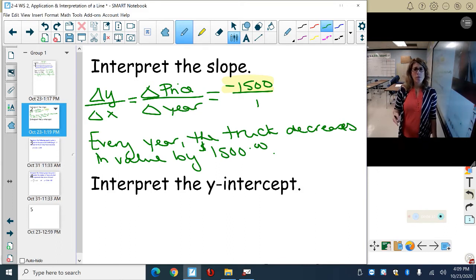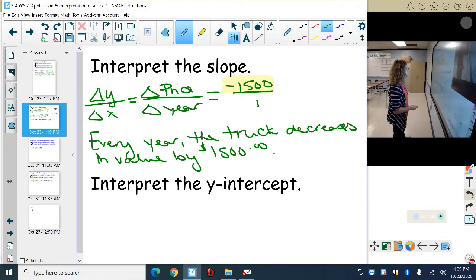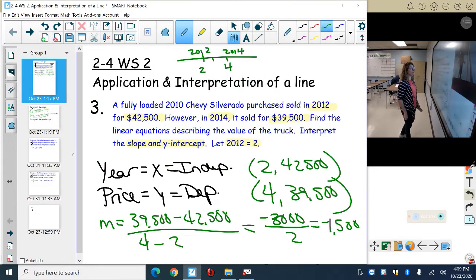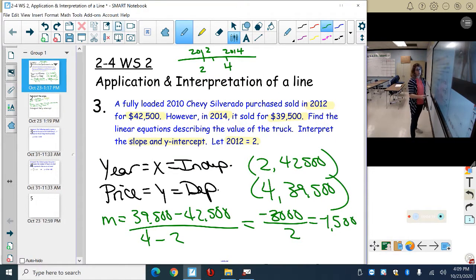Decreases because it's a slope of negative. I'm losing money. Okay? So we're not done with this. We're going to come back over here and we're going to find the equation of the line. So how do I do that?